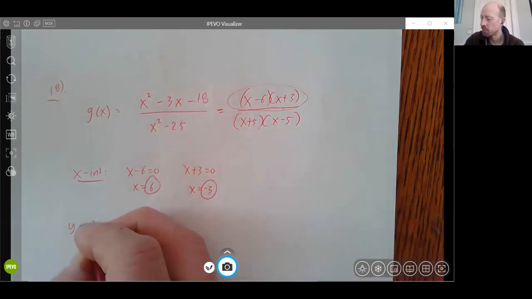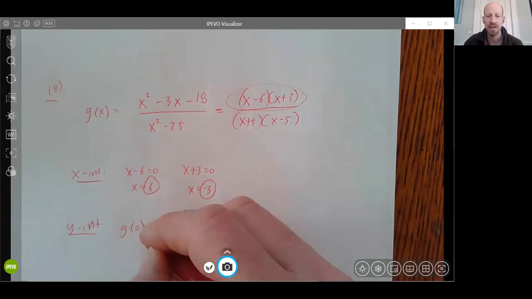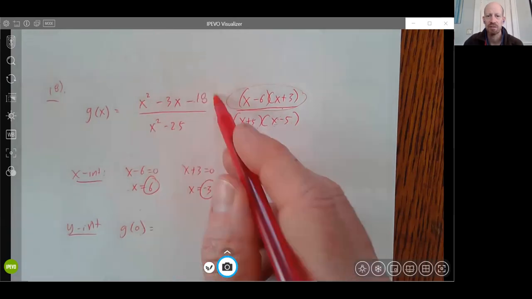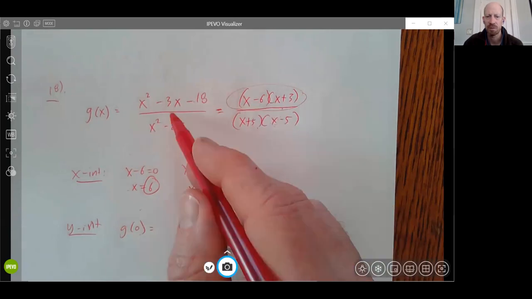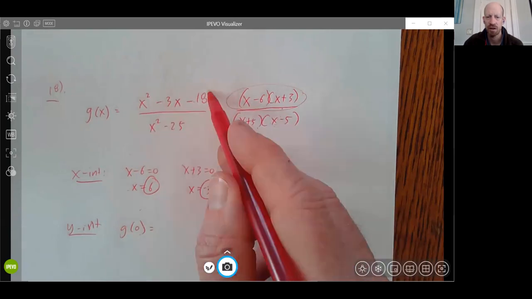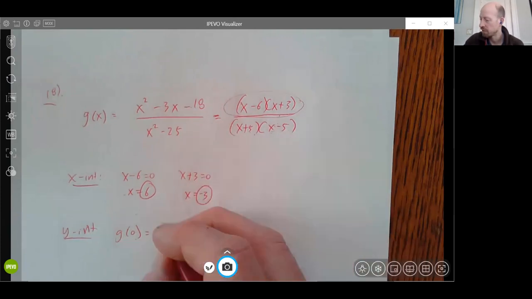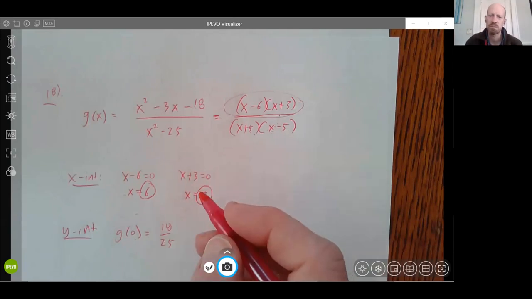The y-intercept, on the other hand, is just g of 0. So that's actually easiest to find back here. You can find it here too. I just put in 0 for x, but because of the way a polynomial works, it's really easiest there because everything else drops out. I'm going to get 18/25.